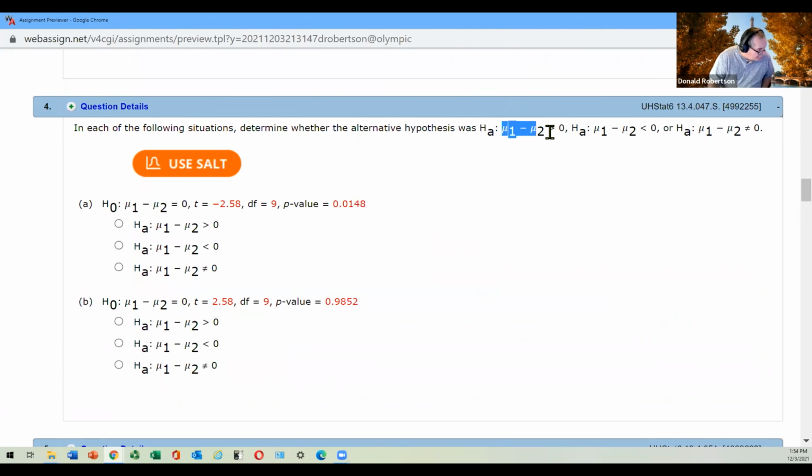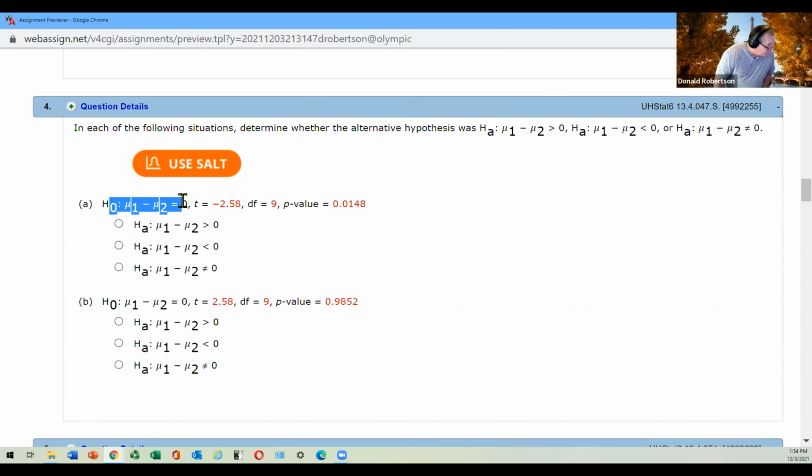We have a null hypothesis and we have some choices. And it says in each of the following situations, determine whether the alternate hypothesis is that one, or that one, right? Bigger than, less than, or not equal to. You actually don't need the salt button. I can do this without this.